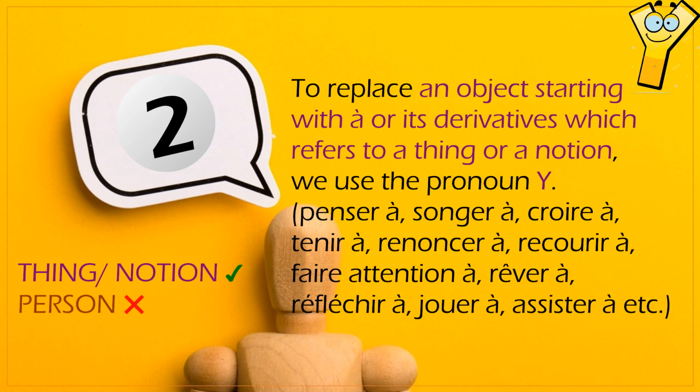Let's discuss a very special case of pronoun y. To replace an object starting with à or its derivatives, which refers to a thing or a notion, we use the pronoun y. Remember, a thing or a notion, not a person. Pronoun y can be used with these verbs: penser à, songer à, croire à, tenir à, renoncer à, recourir à, faire attention à, rêver à, réfléchir à, assister à, etc.